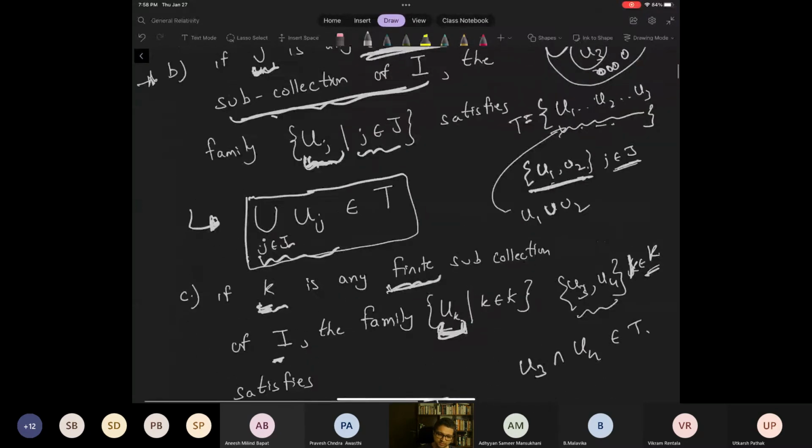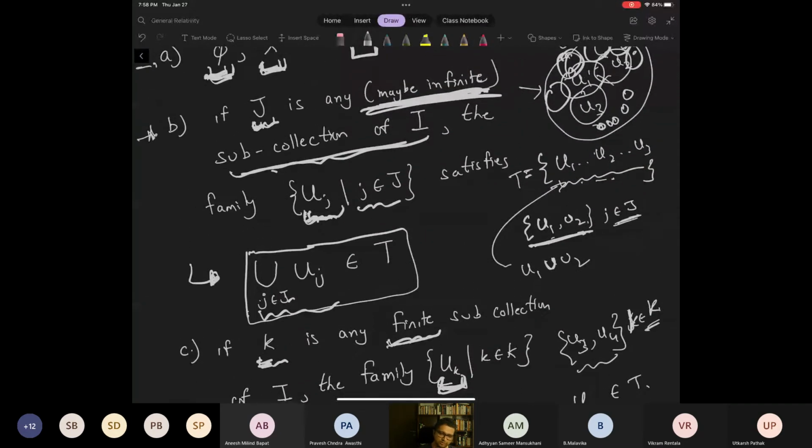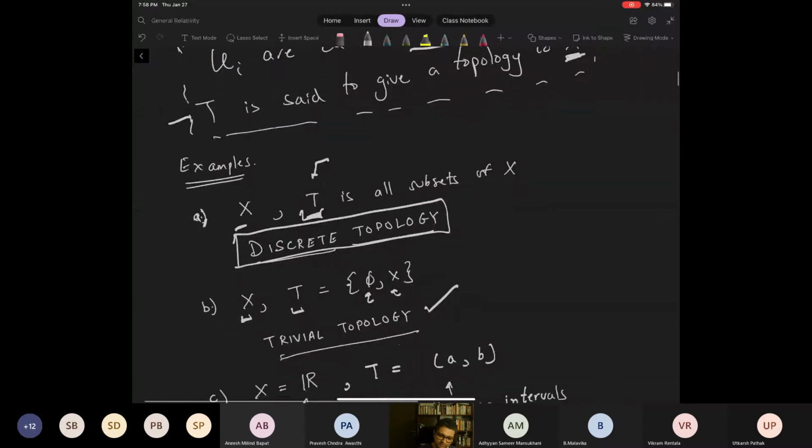So let's see if it satisfies the other two conditions. Let's take a subcollection of the sets in T. For example, let's just take X. If we take X, we see that the union of X with itself is in T, and similarly, the intersection of X with itself is X, which also belongs to T. You can do this with phi and X as well. You just have to keep some subtleties in mind: phi union X is X, and phi intersection X is phi. If you keep these in mind, you can see that even this topology is satisfied.